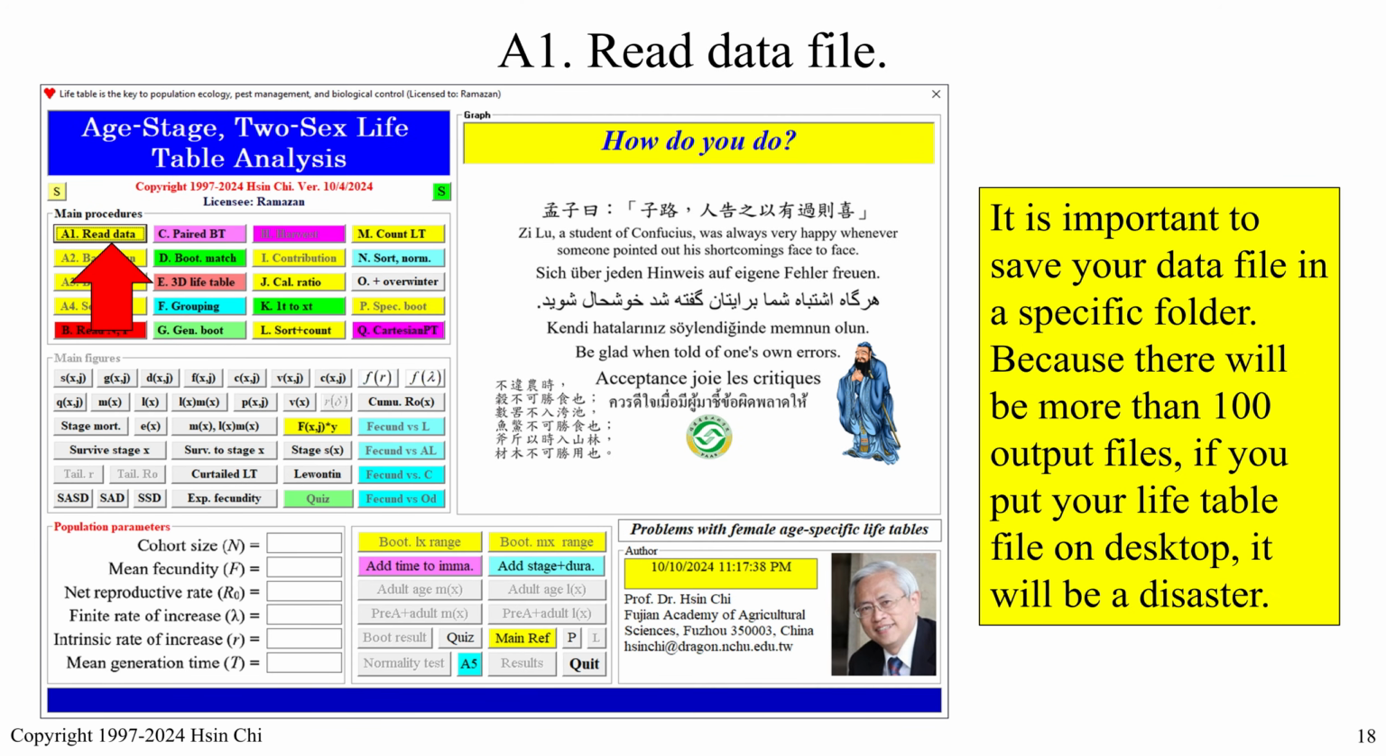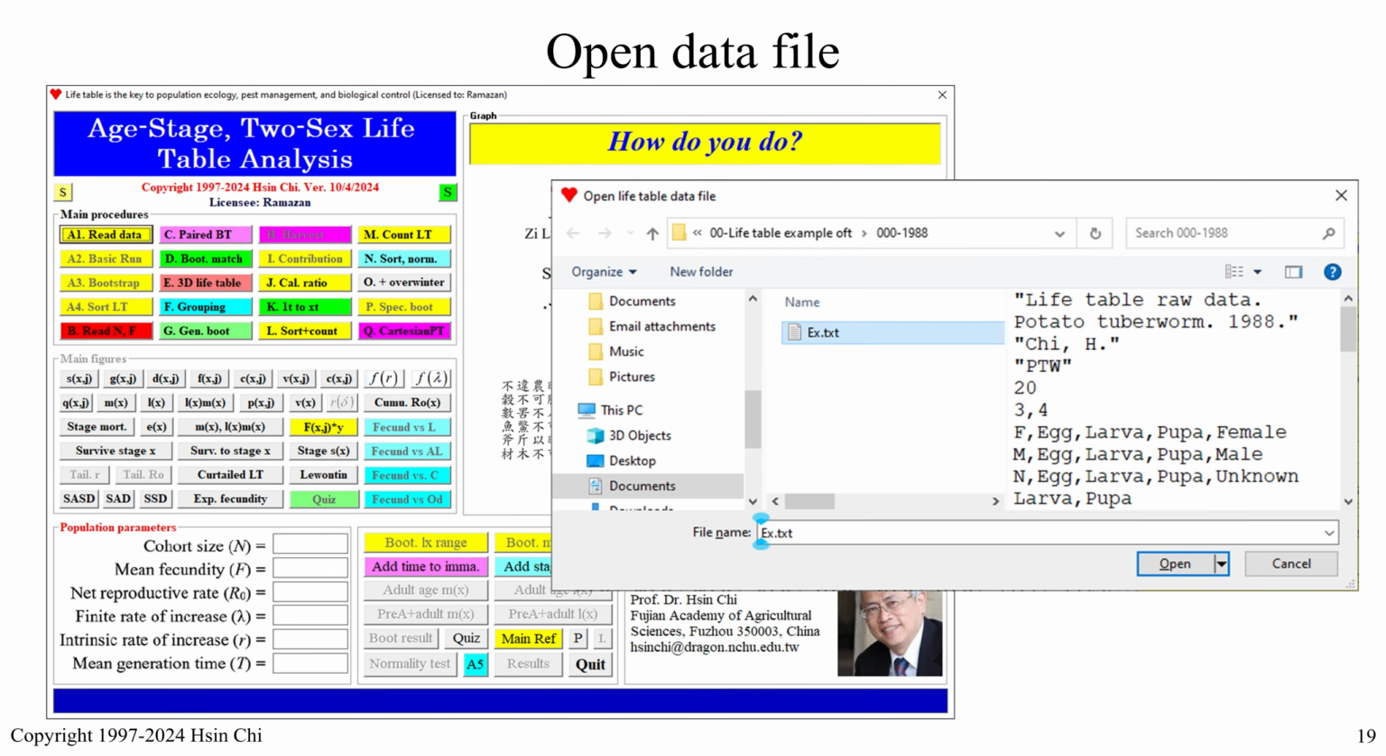First of all, you should click on the A1 Read Data File button. It is important to save your data file in a specific folder. Because there will be more than 100 output files, if you put your life table file on the desktop, it will be a disaster. And open the data file.